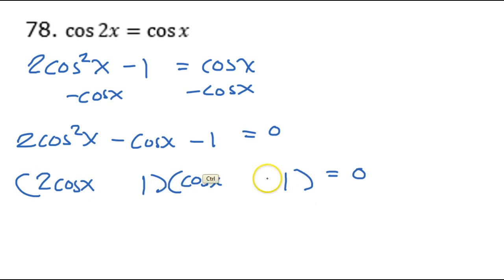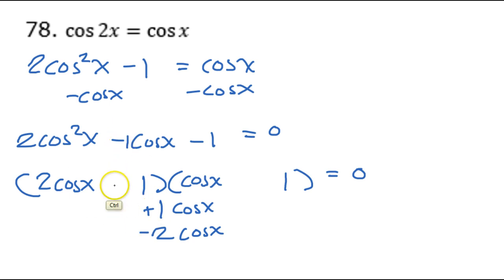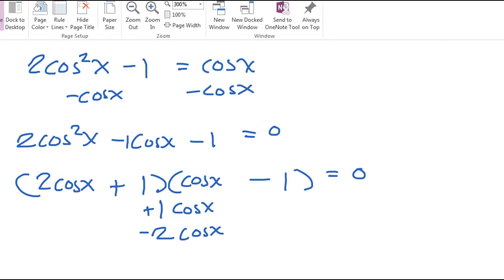Inner plus outer must equal the middle. Inside, I have 1 cosine x. Outside, I have 2 cosine x. The middle is negative 1. So that means this has to be positive and this has to be negative to make negative 1. So that means that this is positive and this is negative. Also check that positive 1 times negative 1 is negative 1, and it is. All right, so fine, we have now factored it.